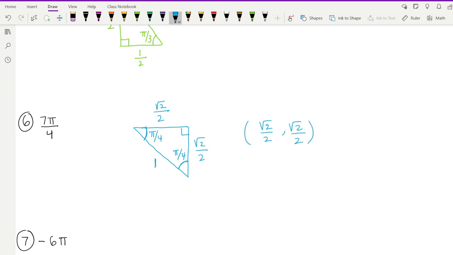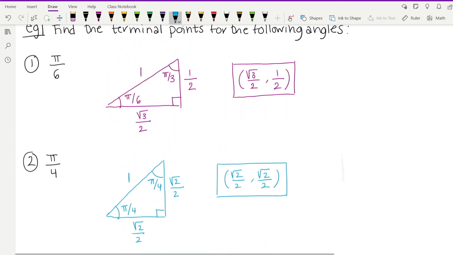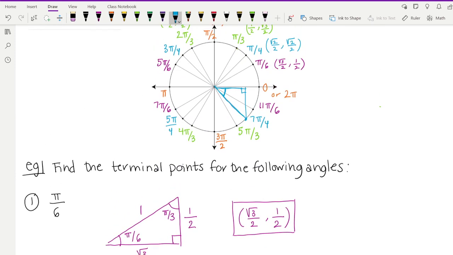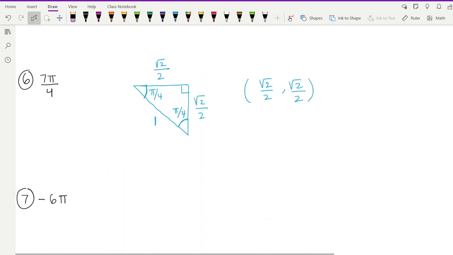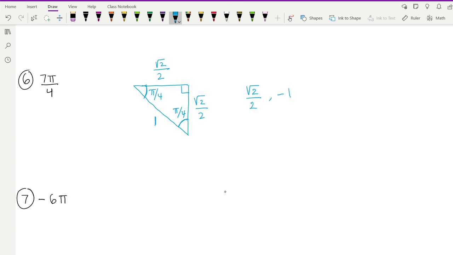But again, remember, we have to look at which direction we're moving, which quadrant we're in. So if we go back to our picture, we can see that we're in quadrant 4. And so in quadrant 4, the x coordinate should be positive, but the y coordinate should be negative. And so even though the side lengths are both positive, for the y coordinate, we're moving a distance of square root of 2 over 2 in the negative direction. Let me just rewrite it. So the x coordinate is going to be positive square root of 2 over 2. The y coordinate is going to be negative square root of 2 over 2.